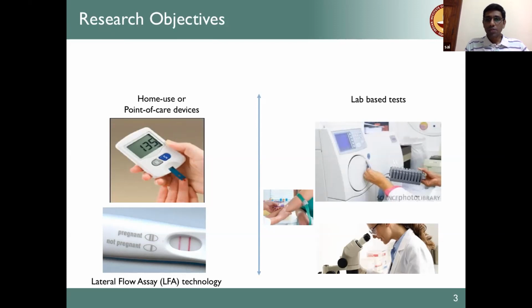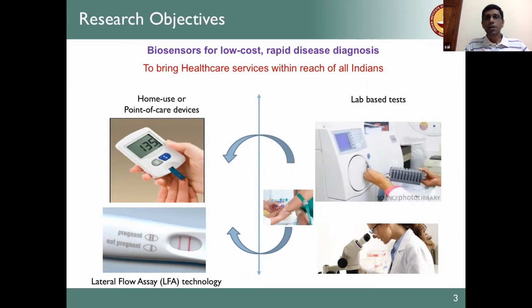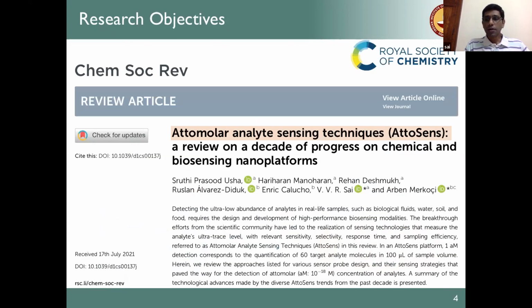So if we imagine most of our population, these tests are not really available to them as quickly as we have them. So our idea is to see if we can bring some of these technologies and make them available for most of our citizens in India. So with that, let me go on.